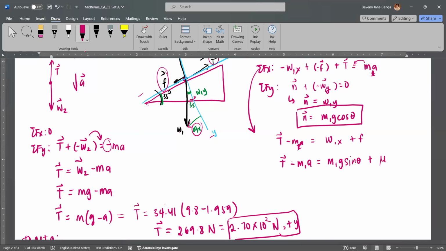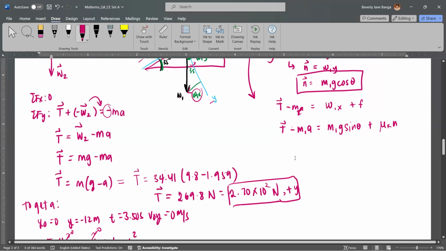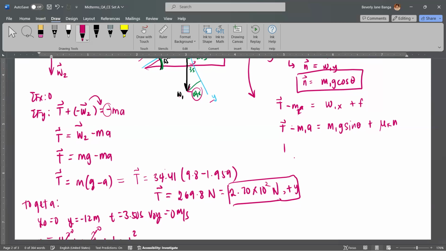Ano ba ang F? That is mu K times N, di ba? Mu K times N. So, you have T is equal to, ilipat ko ulit pala to. Kasi may M pa rin siya. So, M1A plus M1G sine theta plus M1G cos theta, ito yung N, times mu K. Okay, so ang dami nating M.